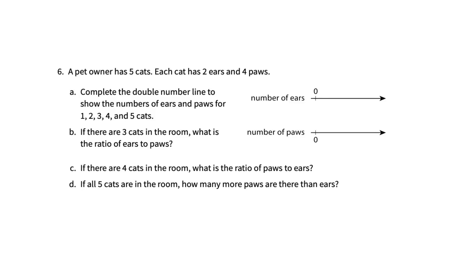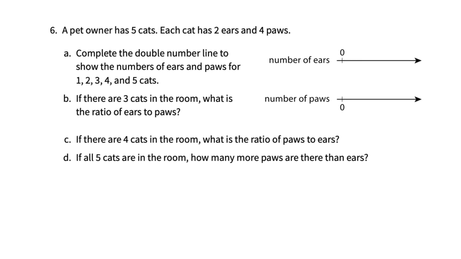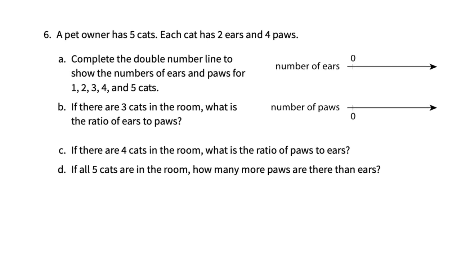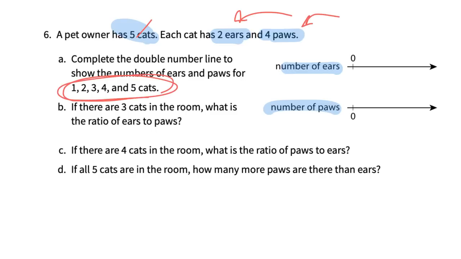So this is more of the same, and I'm not going to solve it. The only thing I'm going to point out is we're talking about cats right here. But you'll notice the double number line is talking about ears and paws. While the number of cats is important, what we're really keeping track of is ears and paws. So you're not necessarily going to see 1, 2, 3, 4, 5 in your number line, because we're keeping track of ears and paws. So there's your heads up on that one.